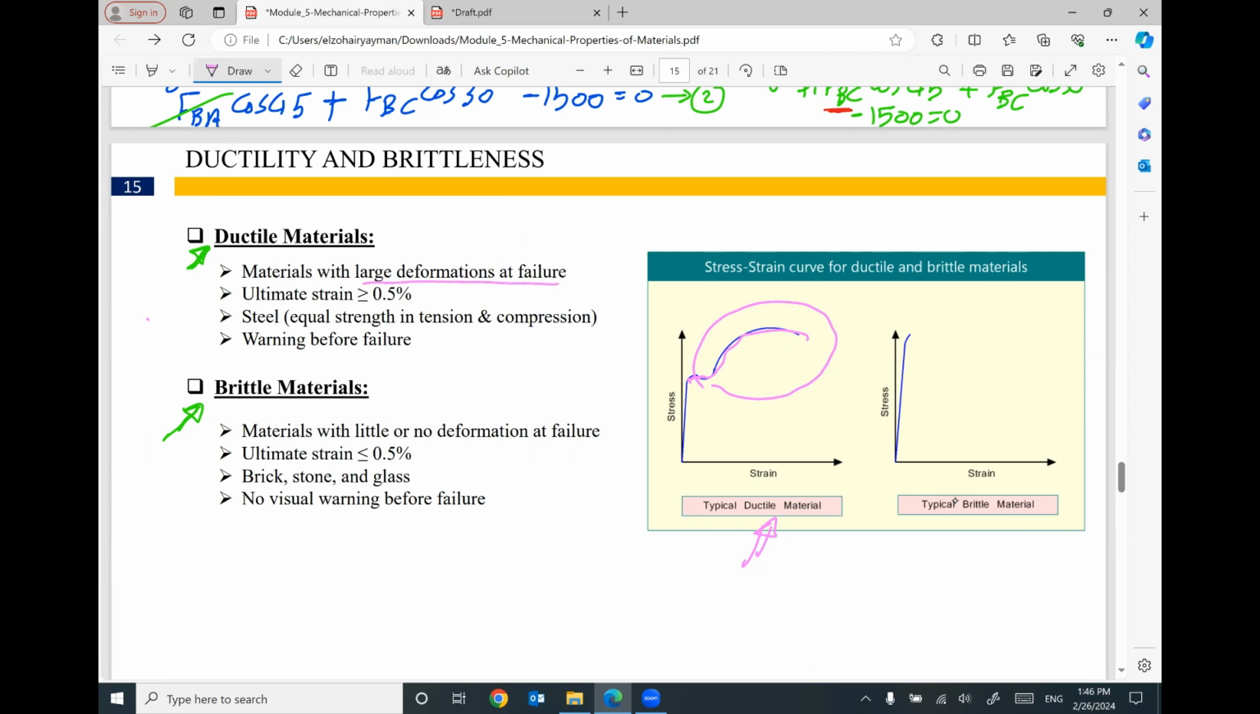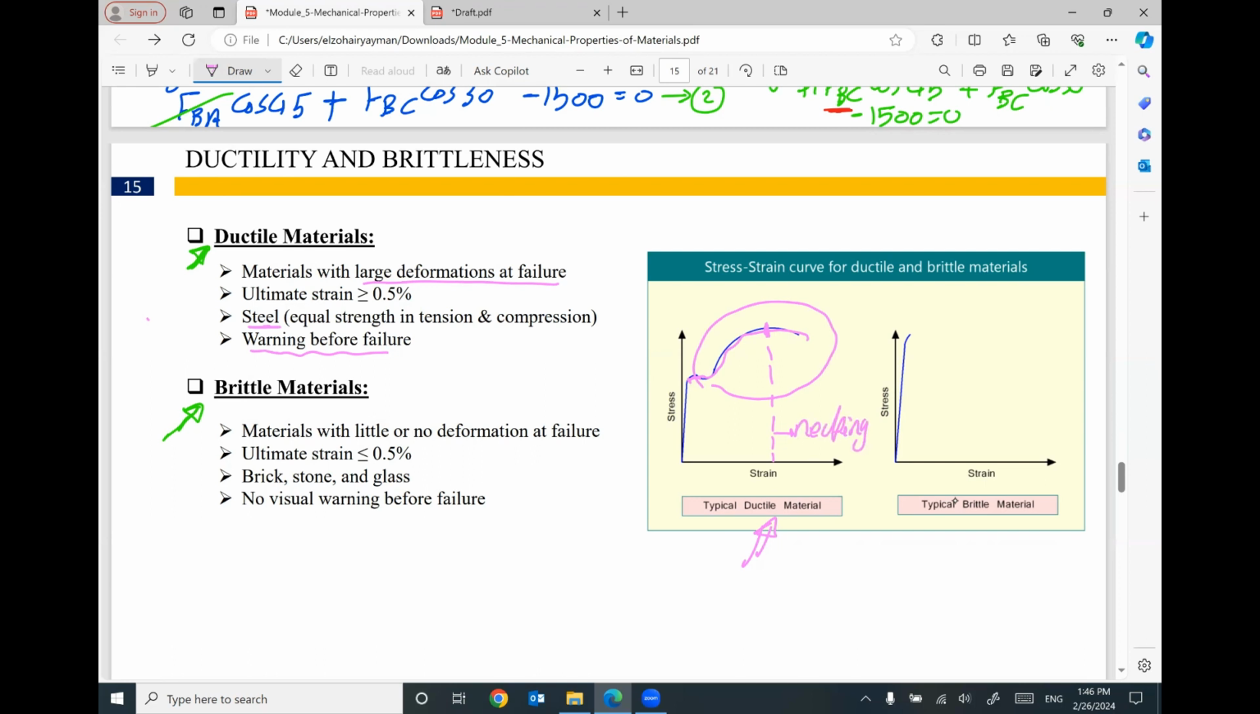Also, this ductile material, for steel, is equal in tension and compression. If you have a ductile material, this ductile material will give you warning before failure. If you remember, after we reach the highest level of stress, which is the maximum or the ultimate stress, after this level, we have necking.